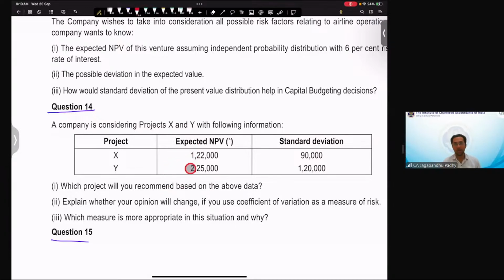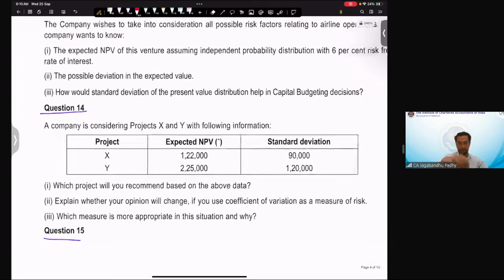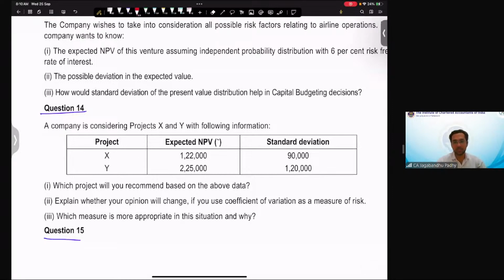Of course, Y. Okay, but if we are looking at standard deviation, because we are looking at the risk aspect, only the risk perspective, which project are we going to choose if we are considering the standard deviation? Project X or project Y? Based on only standard deviation, which project are we going to choose? Of course, project X, because the standard deviation appears to be low.